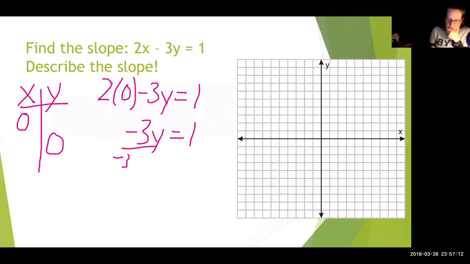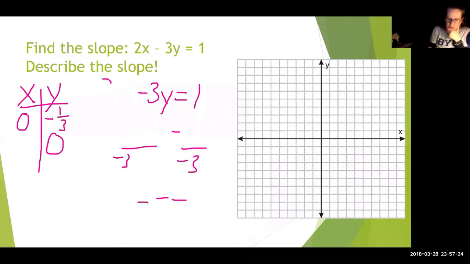There we go. Divided by negative 3 on both sides, and we get y is equal to negative 1/3. All right, so our y is negative 1/3. I'm good with that. And I'm just going to erase this.